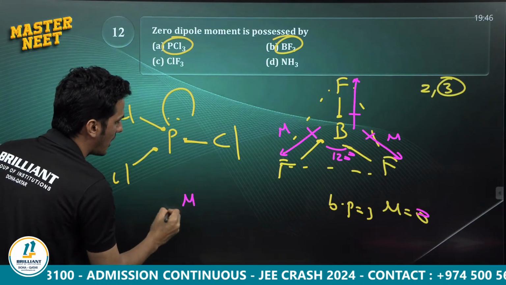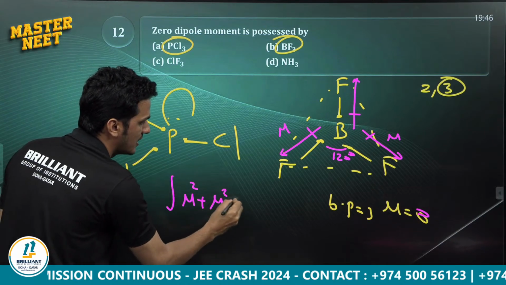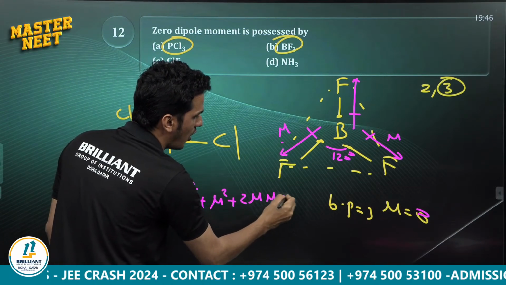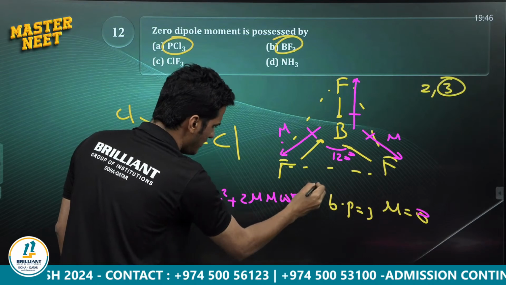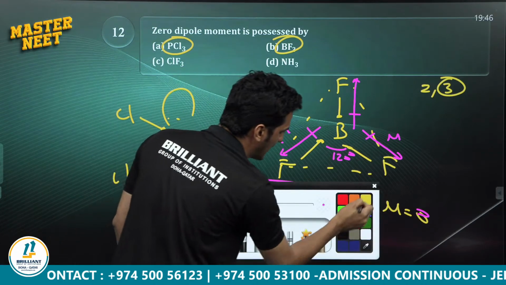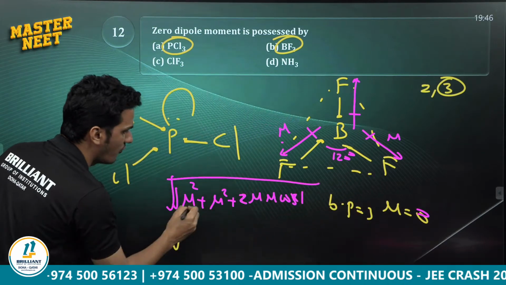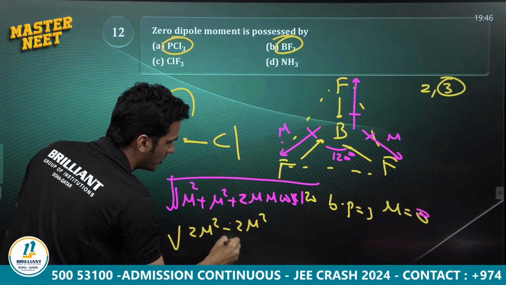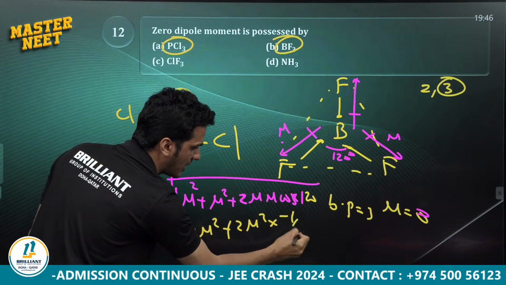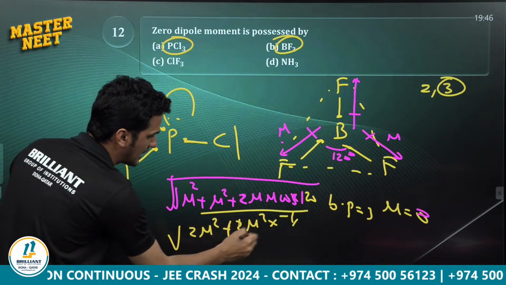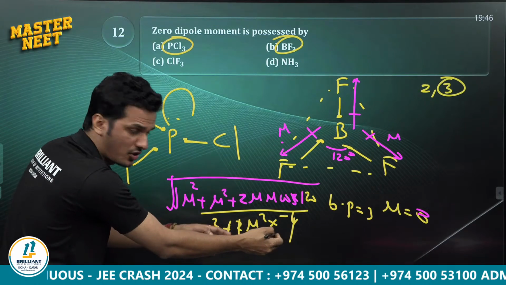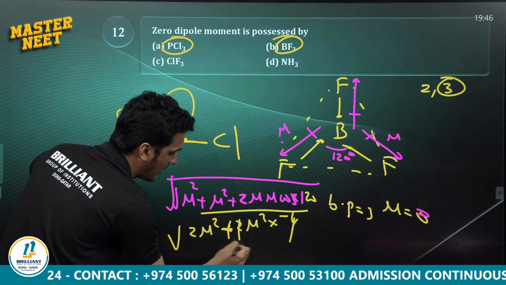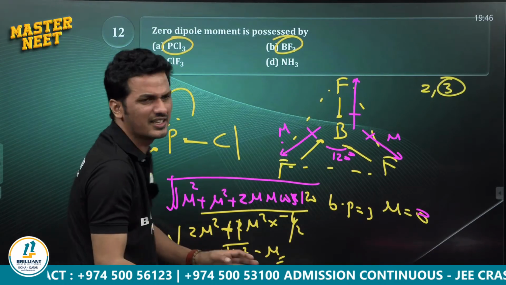Root of mu square plus mu square plus 2 into mu into mu cos 120. So what will I get? Root of 2 mu square plus 2 mu square into cos 120, which is minus 1 by 2. So the 2 gets cancelled. 2 mu square minus mu square means mu square will come, that is mu.